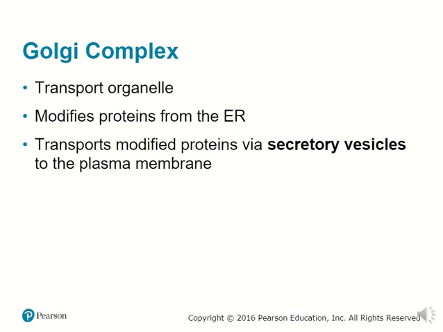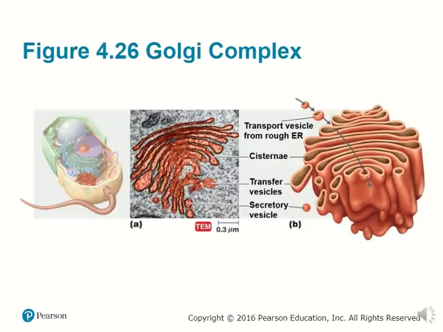Now the Golgi complex, also called the Golgi apparatus, is a transport organelle. It modifies proteins that are first made by the endoplasmic reticulum and helps package them and sort them to where they need to go, or adds certain modifications as necessary. It will package those proteins in secretory vesicles, which can then go to the plasma membrane.